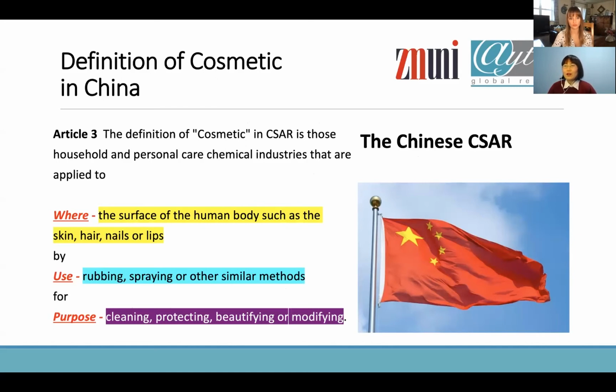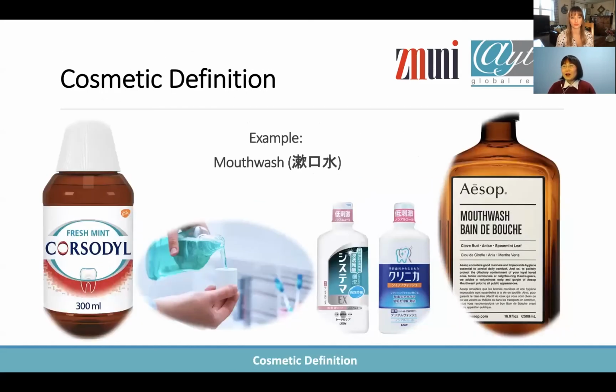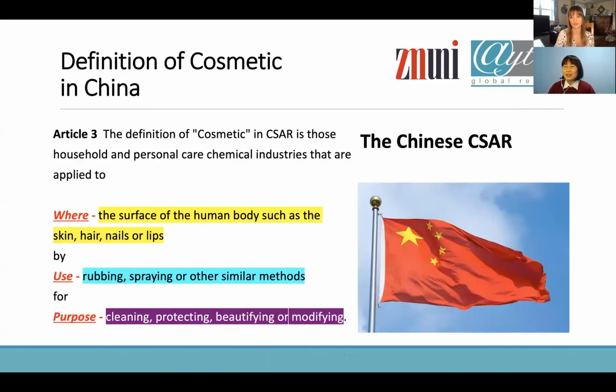So the where here is the place on the human body where the product is intended to be placed in contact with. In the Chinese cosmetic definition, the where is the surface of the human body. And it also gives examples like skin, hair, nails, or lips.